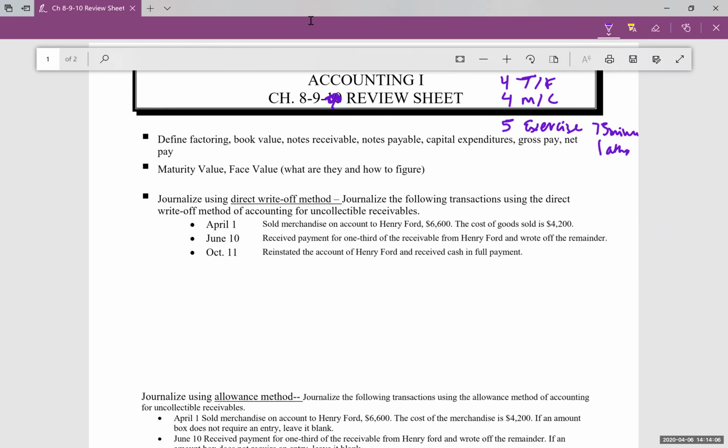The password is spring exclamation point. Okay. So on this first square here, here's some definitions you need to know.